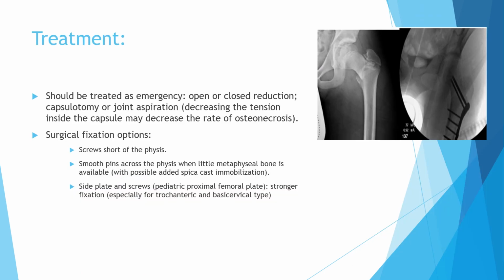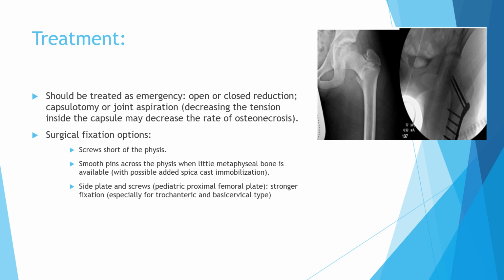So the treatment for pediatric proximal femoral fracture, as we said, should be treated as urgent because it may affect the blood supply. So it's either open or closed reduction. Most surgeons will do either capsulotomy or joint aspiration to relieve the hematoma and possibly decrease the incidence of osteonecrosis. And then the fixation, it's either screws that stop short of the physis, if you can do that.